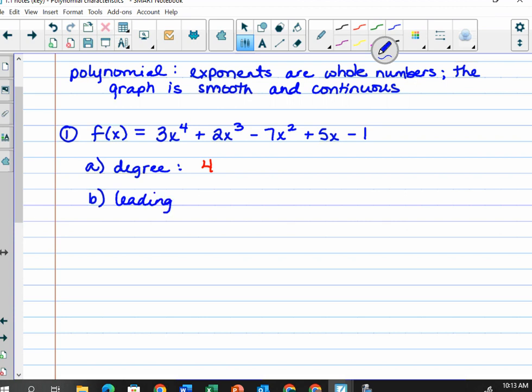All right, do we know the leading coefficient? I think I heard it already. 3. Yeah, 3. So the term with the highest exponent, whatever the coefficient on that is your leading coefficient.